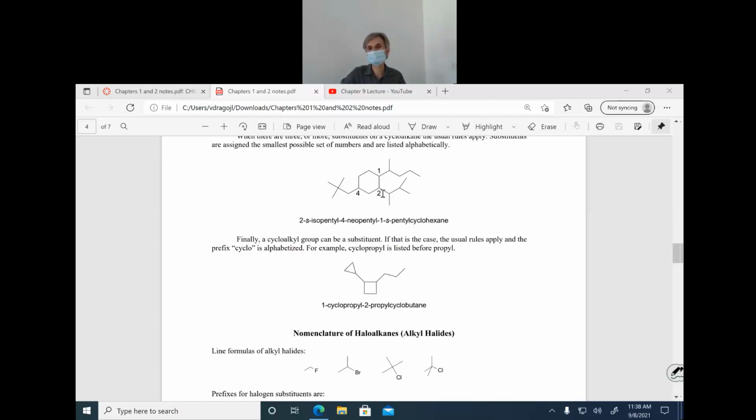But I might give you, let's say, an ethyl group here. Instead of secondary isopentyl, it would be 2-ethyl. So then it would be 2-ethyl, 4-neopentyl, 1-secondary pentyl. This is just an illustration of how the usual rules apply. But while with 2 substituents on a ring, the first listed substituent is always number 1, with more than 2, the first listed substituent may not be number 1.